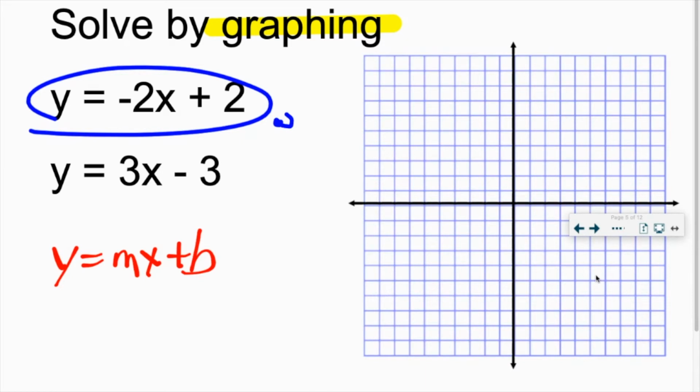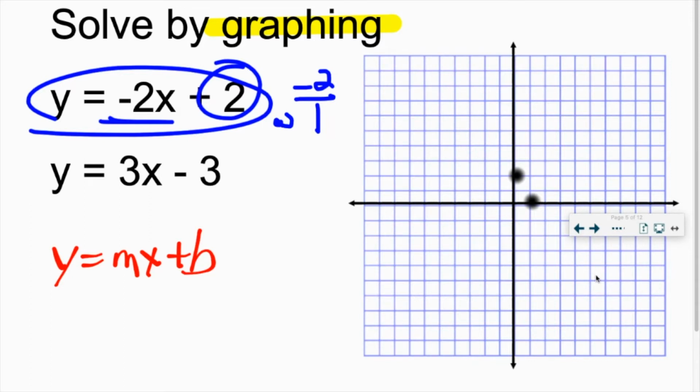Just like we talked about last chapter, we're going to go right here to that y-intercept. We're going to graph that spot at positive 2 first. And then we're going to use this slope of negative 2, which is negative 2 over 1, your rise and run. And from that y-intercept, you're going to go down 2 over 1. Put another dot. And that's enough to make a line.